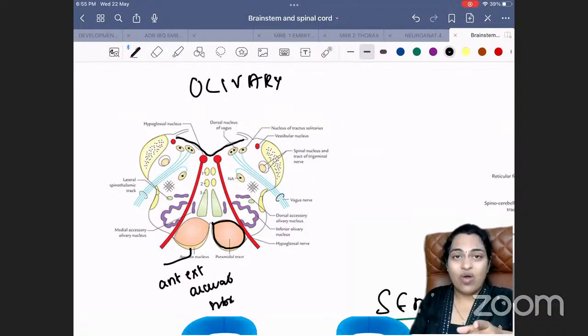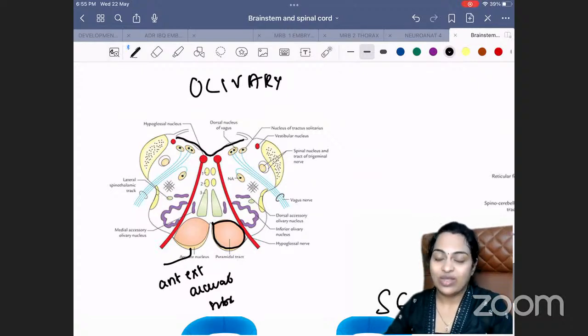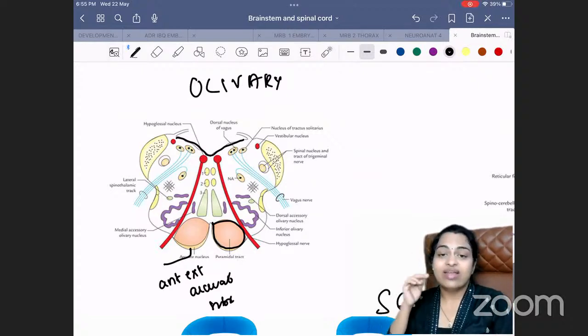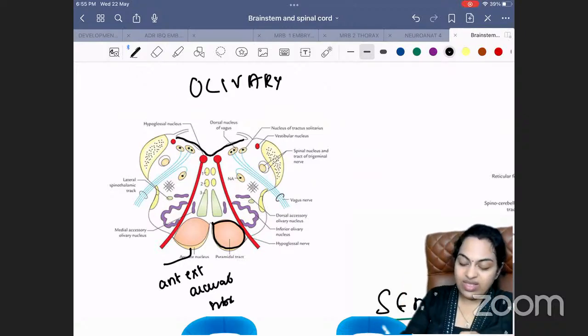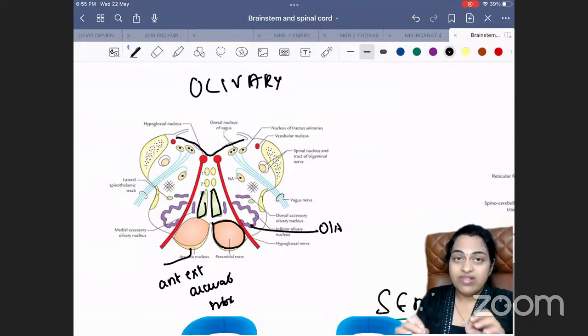Internal arcuate we saw, right? The sensory decussation, the axons of nucleus gracilis and cuneatus. This is the anterior external arcuate fibers, okay? And then you can see the medial lemniscus. You can very well make out the olivary nucleus, the principal olivary nucleus.